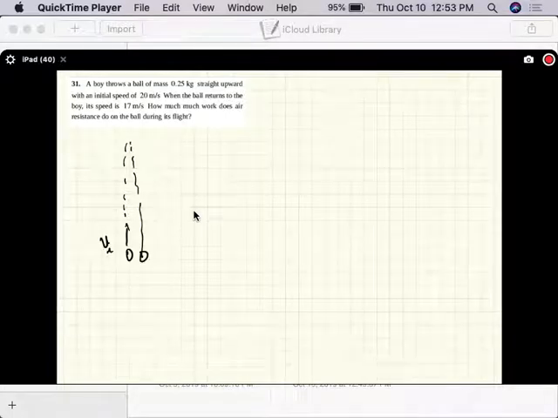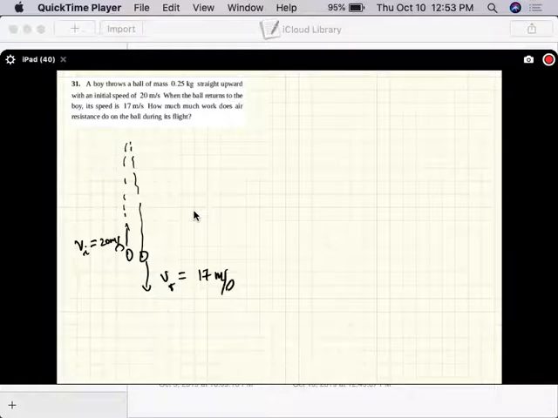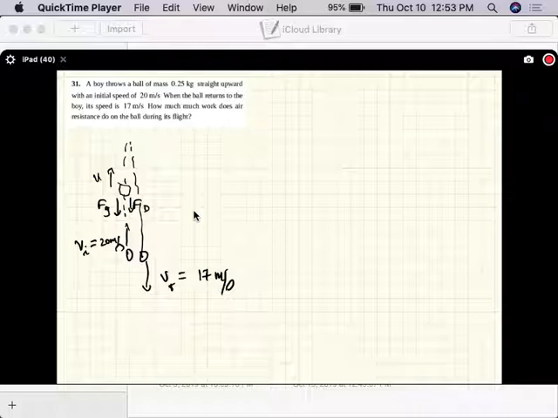Okay, so the initial velocity was 20 meters per second, and the final velocity is 17 meters per second. I'm writing speeds, so the initial speed is 20 meters per second, and the final speed is 17 meters per second. All right. During its entire flight, there are only two forces acting on it. Air resistance and gravity. Okay.